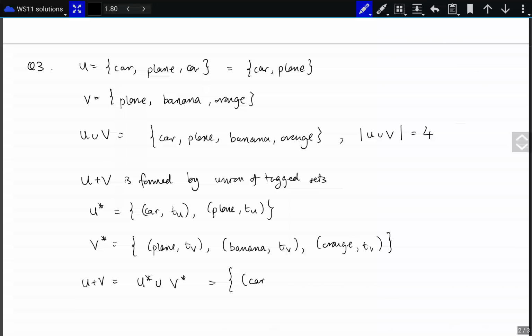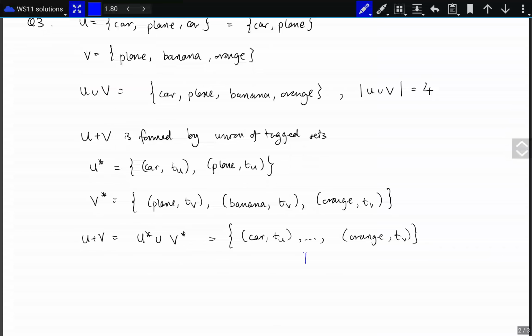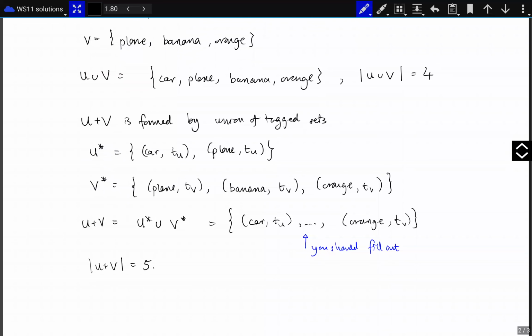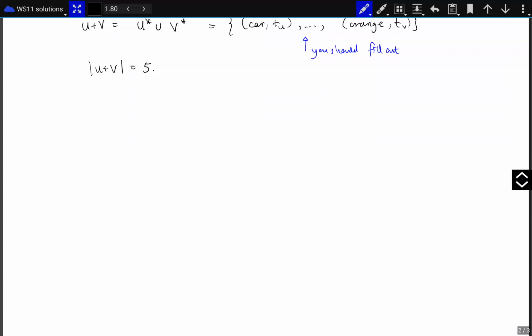I'm just going to write the first and the last one. You should fill them out. There should be 5 terms total, and the size of u plus v is equal to 5, because there's 2 in u and 3 in v. And they're all different when they're made into u star and v star. So let me do the number section next, and then continue the next time.